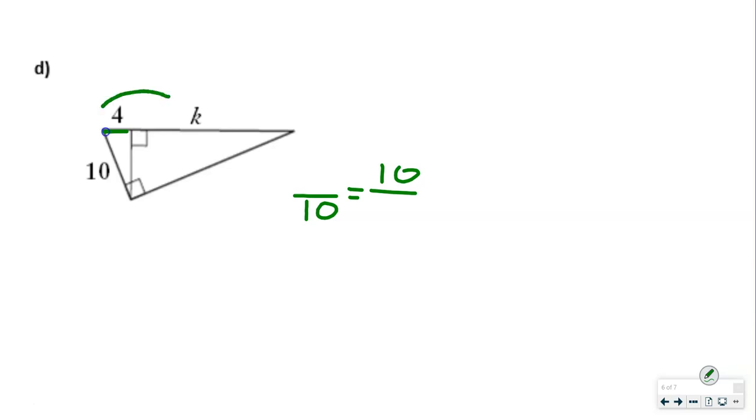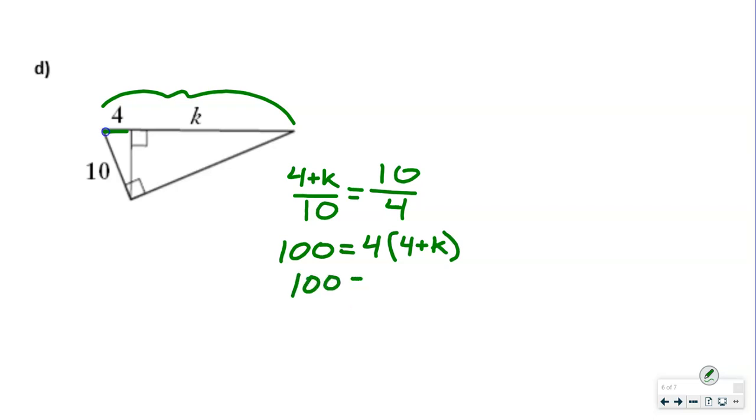Remember, our hypotenuse is both parts together, or that entire hypotenuse, the length of that original triangle. So that would be 4 plus k. That's kind of tricky sometimes to identify, but we're just adding those two things together. 4 plus k. We can do that. And then our part of the hypotenuse that touches that leg is 4. So now when we cross multiply, we have 10 times 10 is 100, and then 4 times 4 plus k.